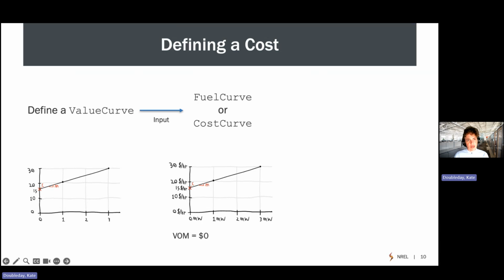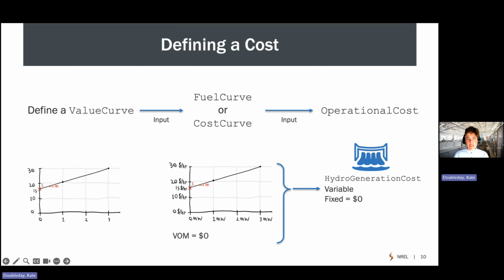And you also have the option to add that additional proportional variable operations and maintenance cost. This whole set of data becomes an input then into your operational cost. So for example, here we're using a hydro generation cost, and that data becomes input into the variable cost, in addition to whatever other cost fields are included in that structure.